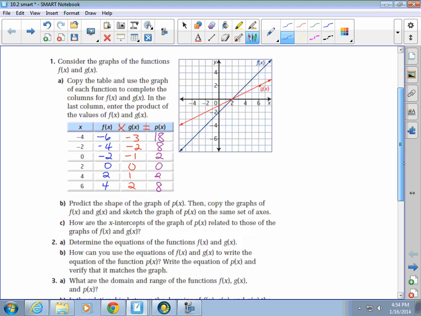So it says predict the shape of the graph of p(x), then copy the graphs of p(x) and f(x) and g(x) and sketch the graph of p(x) on the same axis. So I've pasted it on there so you don't need to do the f(x) and the g(x). But based on those values, what does it look like we're going to have? What shape will this graph be? Well, if you remember from our graphing in the other units, when the y values start to repeat themselves, that means that we have a quadratic function. So that means we're going to have a parabola.